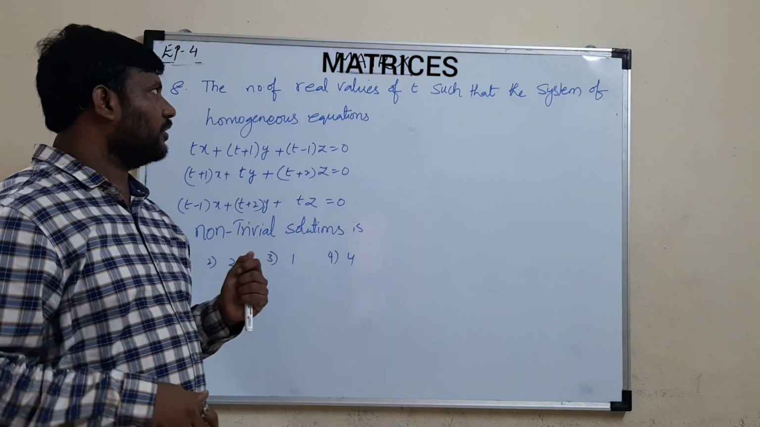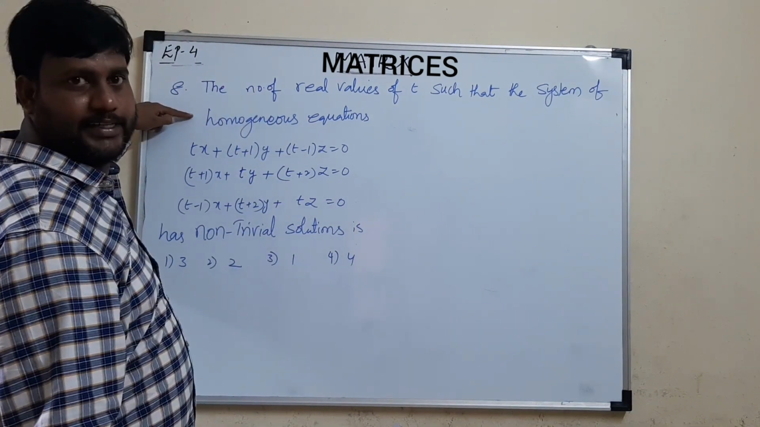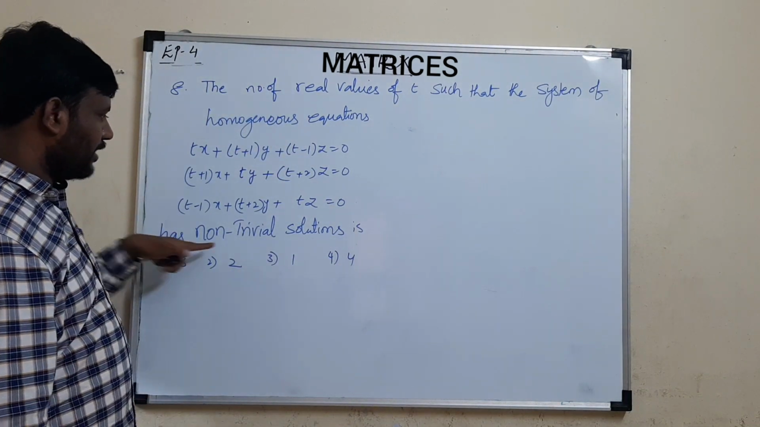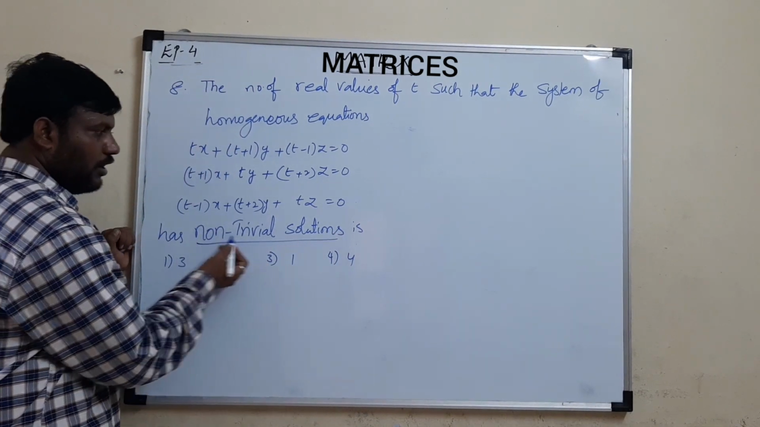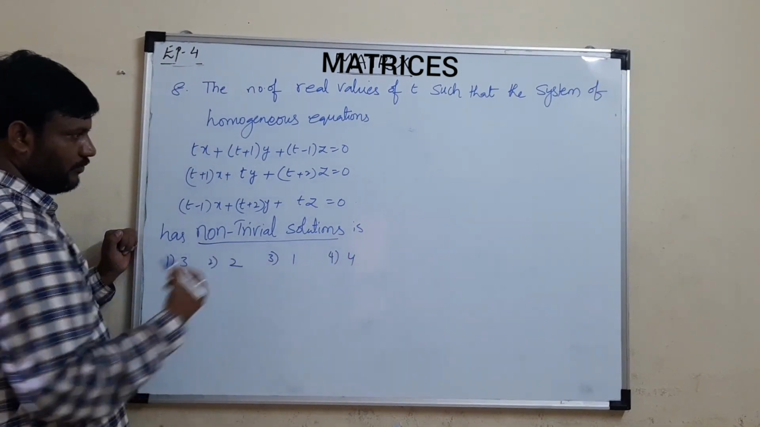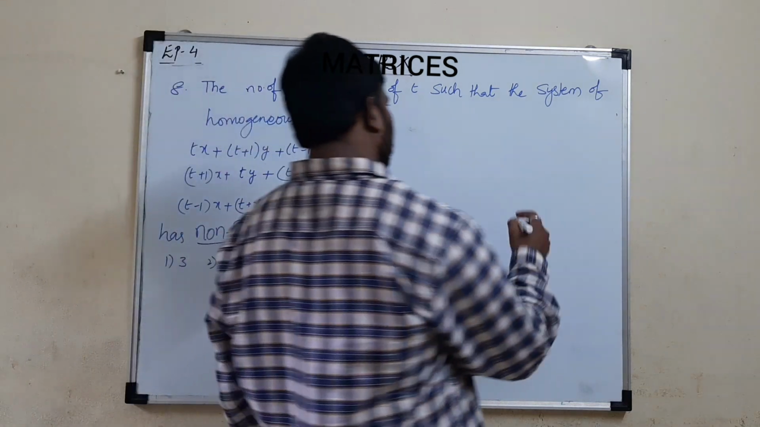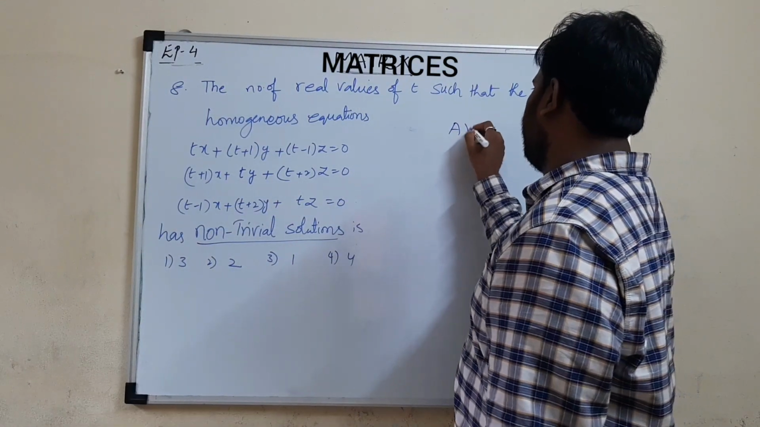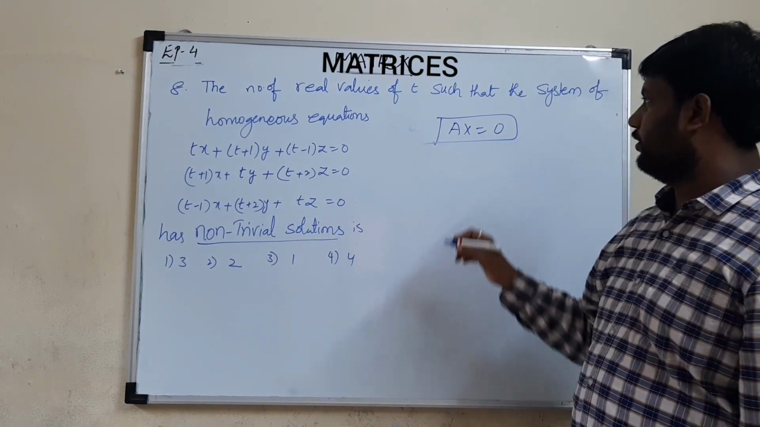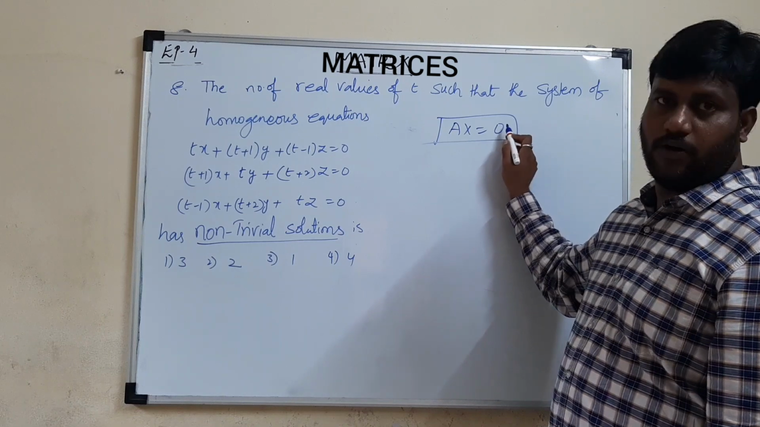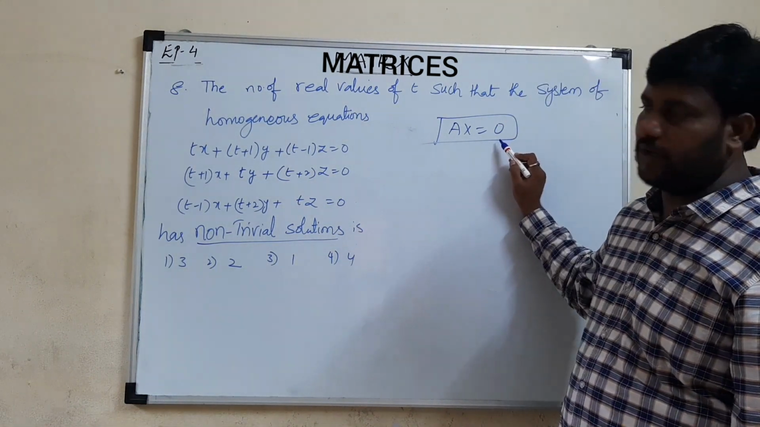So next question: the number of real values of t such that the system of homogeneous equations has a non-trivial solution. So another is non-trivial solution, then how many values for t. See, for this is homogeneous. As previously seen, homogeneous equations will be like this: AX equal to 0. I can write 0 means all the constants are 0. Such equations are nothing but homogeneous equations.